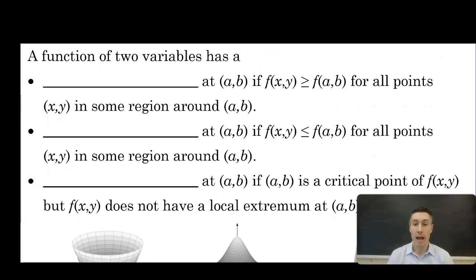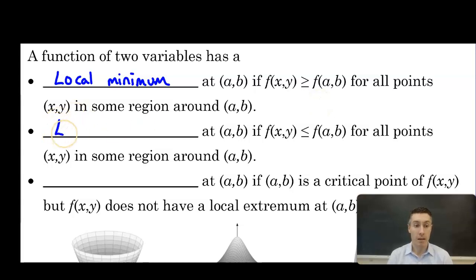A function of two variables has a local minimum at the point (a, b) if the function is always greater than or equal to the function at (a, b) for all points (x, y) in some region around (a, b). So essentially, there are points around (a, b) that all have function outputs that are greater than or equal to the function output at (a, b). The reason it says some region is that a local minimum doesn't necessarily have to be the lowest point on the surface. It just has to be the lowest point on the surface in some restricted domain.